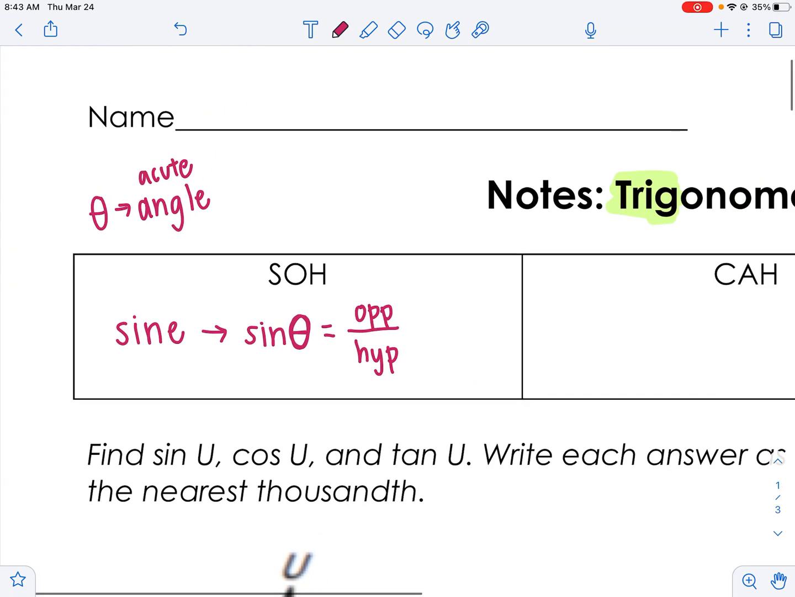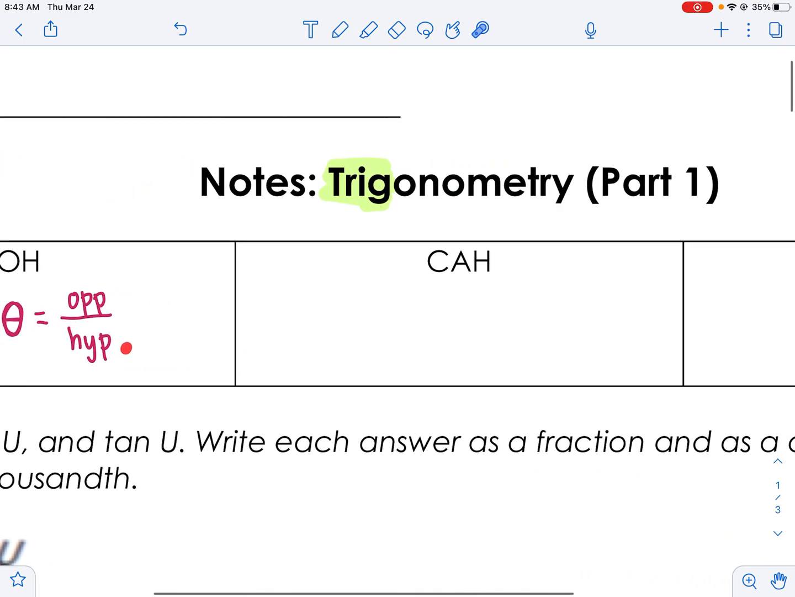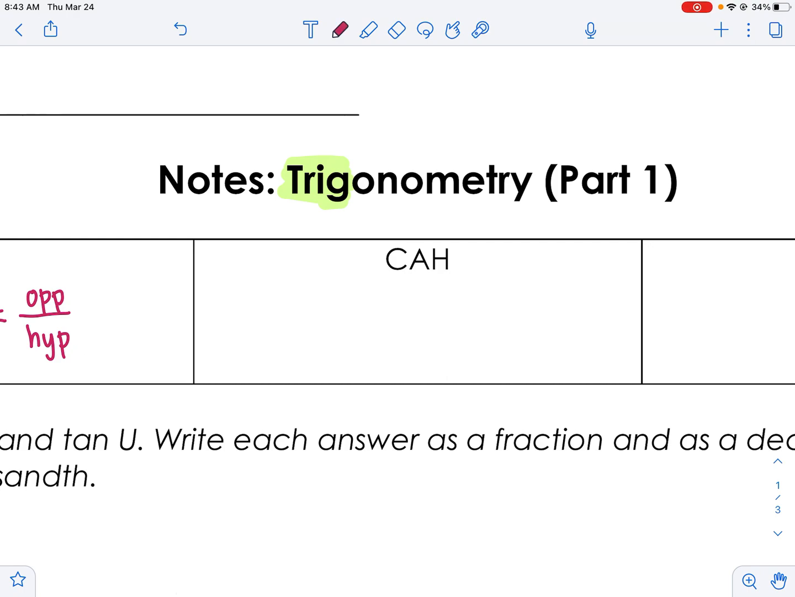And you don't have to memorize these trig formulas. These will be provided to you. You just need to know how to find each part. So our first trig formula is sine, and we abbreviate that to say sine of theta, or sine of our angle, is opposite over hypotenuse.